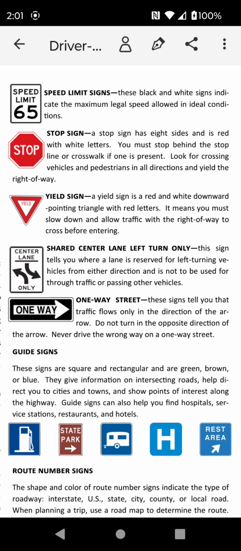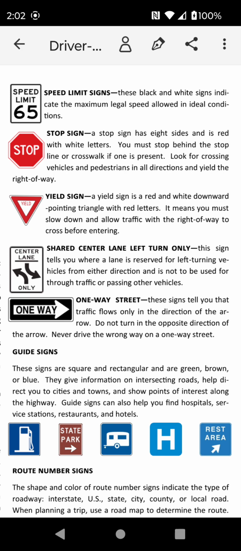This here is the yield sign. A yield sign is a red and white downward pointing triangle with red letters. It means you must slow down and allow traffic with the right of way to cross before entering. So it's just a cautious sign. You just ease up and look around, and when it's clear, then you can go.